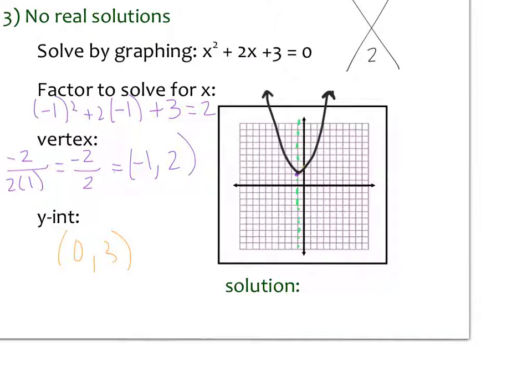So I've drawn in my parabola, and I see that my graph does not cross the x-axis at any point. And again, we couldn't factor, so that should have been a hint. When you can't factor, there may be no solutions. So down here under the graph, when it says solution, I'm going to write no solution because this parabola does not cross the x-axis.